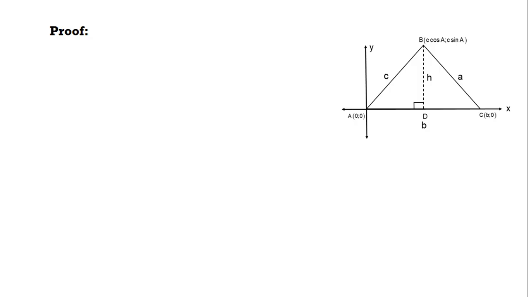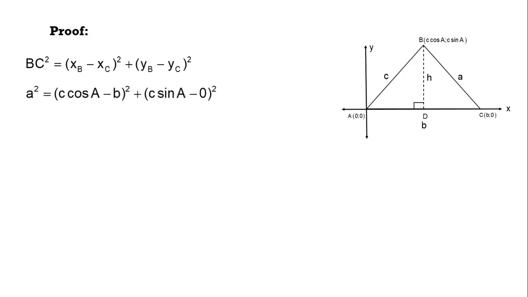Now here's the proof. We start by writing down our distance formula, BC squared. We chose BC because it's the side of small letter a. So small letter a squared, and then if you look at the x-coordinate of B, it's c cos A, and the x-coordinate of C is b. And again, if you look at y, your y-coordinate of B is c sin A, and your y-coordinate of C is 0. So it's just a substitution step.